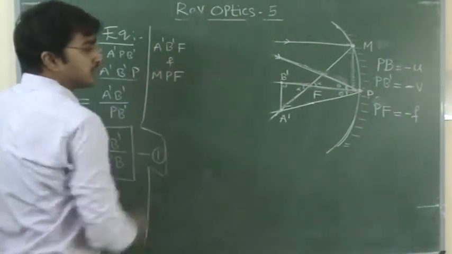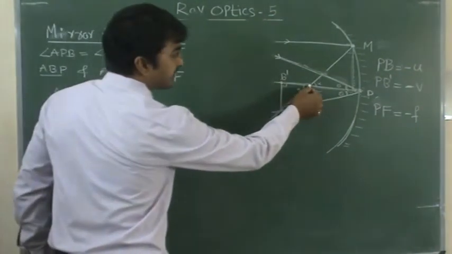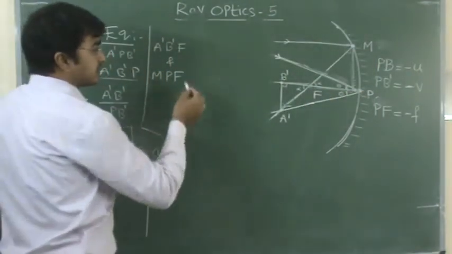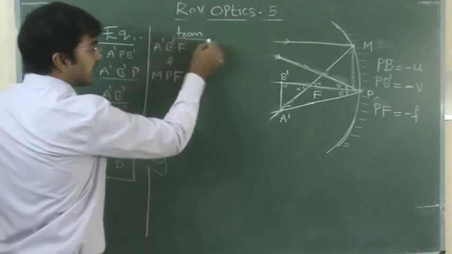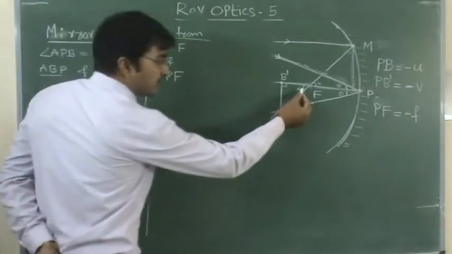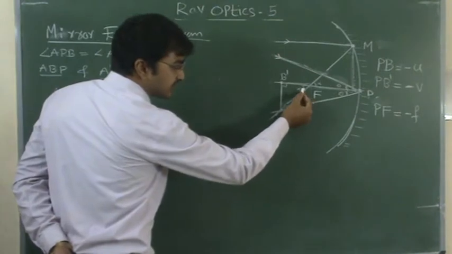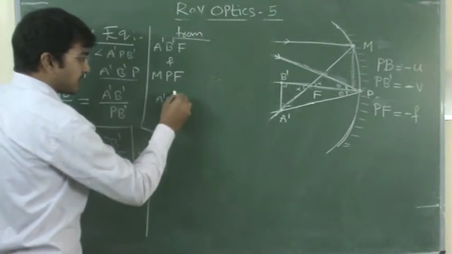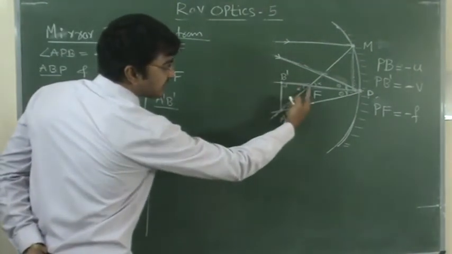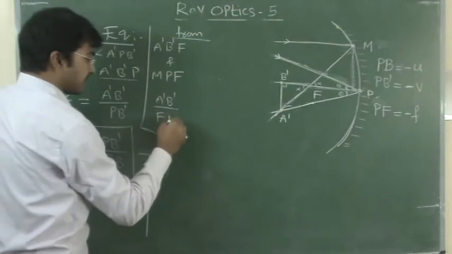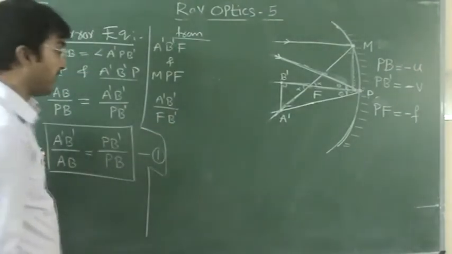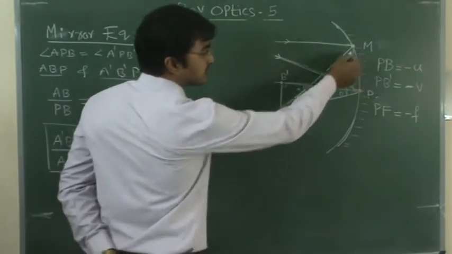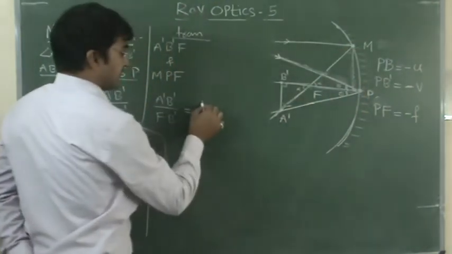So these two similar triangles, A'B'F and MPF. From these two similar triangles, again you can take tan alpha value. What is our tan alpha in this case? Opposite side, what is that? A'B', by adjacent side of this, what is that? FP'. Tan alpha is equal to FP', and here also tan alpha. Tan alpha is equal to, what is the opposite side? MP.